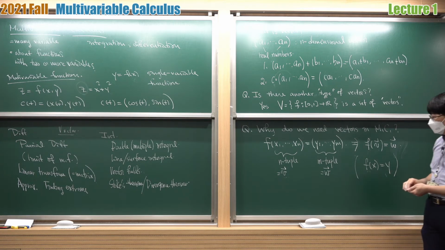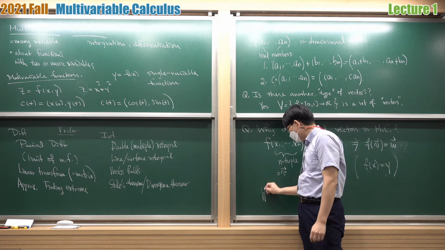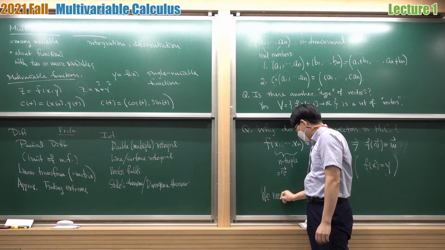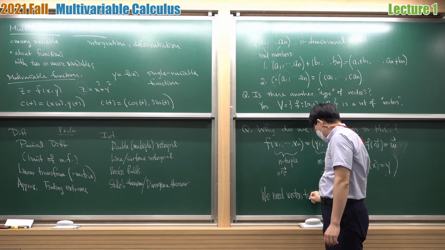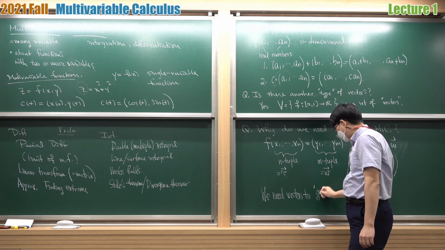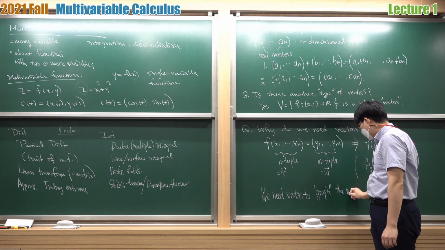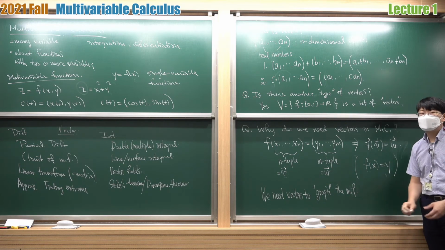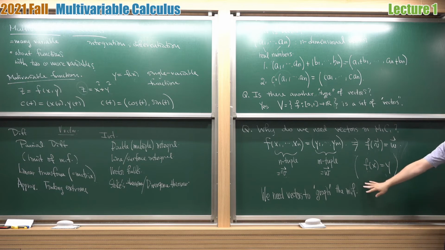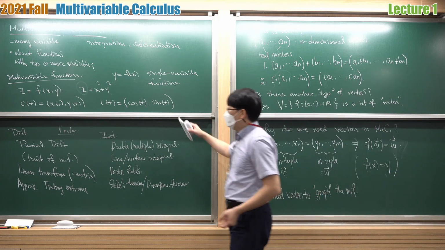But let me mention one more thing. We need vectors to graph the multivariable function. That's the content that we're going to cover in the next lecture, but let me briefly explain what that means.